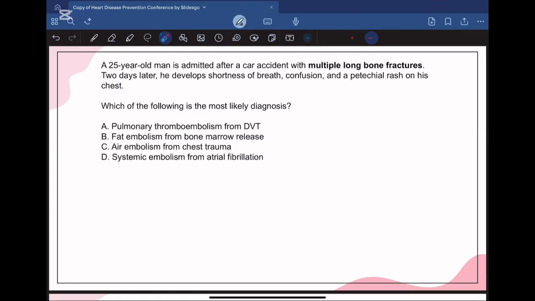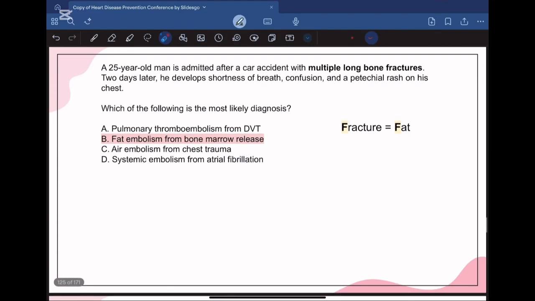Okay, so the correct answer is B, fat embolism from bone marrow release. So basically, as I said, an embolism can be anything: it can be a clot, it can be air, it can be fat that's going to move somewhere else and block a blood vessel. So here we can appreciate from the scenario this patient has multiple long bone fractures. Because of this fracture, the bone marrow will start to release the fat that is inside it, and it will travel and block.